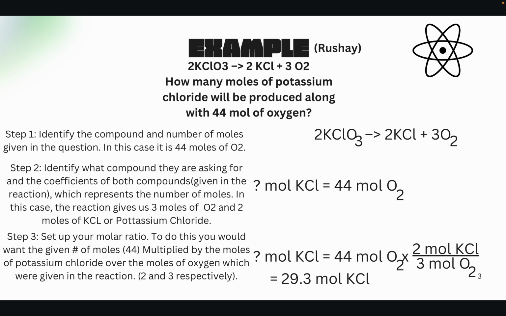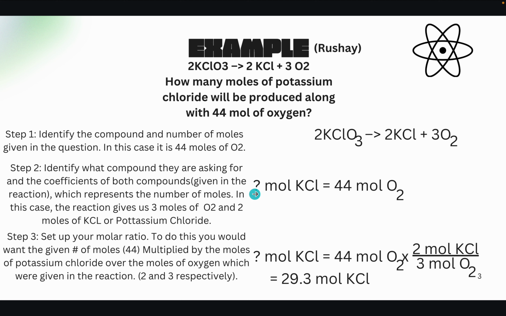So first, we need to identify the compound and the number of moles given in the question. 44 moles, that's what it's given. My friend Uche has laid this out in a very simple, very easy way to follow. Huge thanks to him. Then we identify what they're asking for. They're asking for moles of potassium chloride, that'll be moles of KCl, and then we just found the molar ratio, which is 3 moles of O2 and 2 moles of KCl.